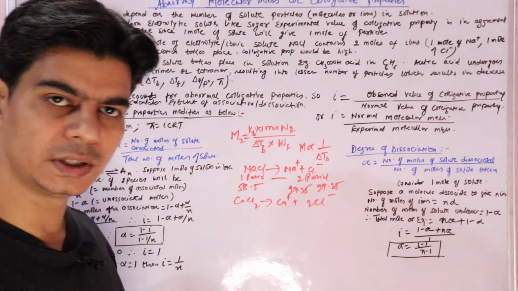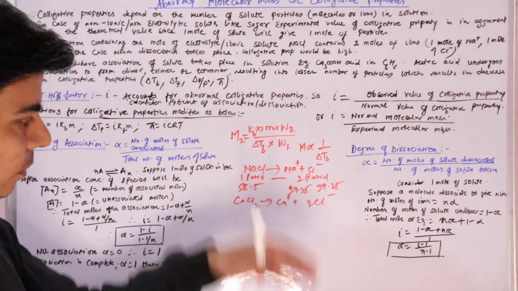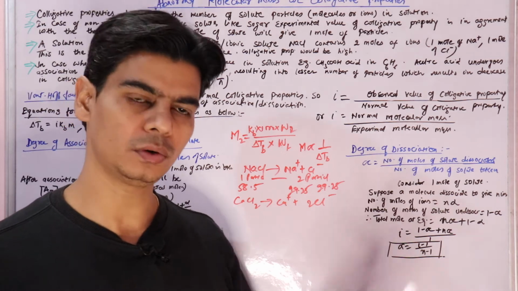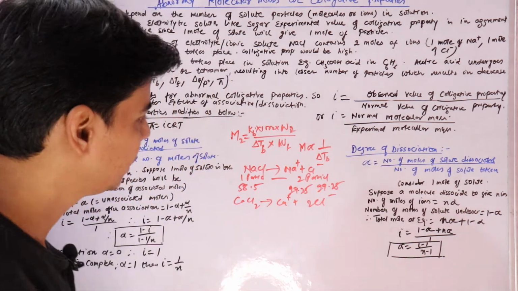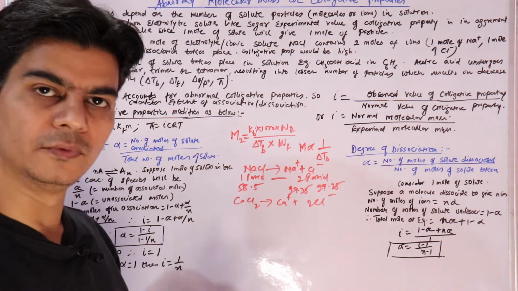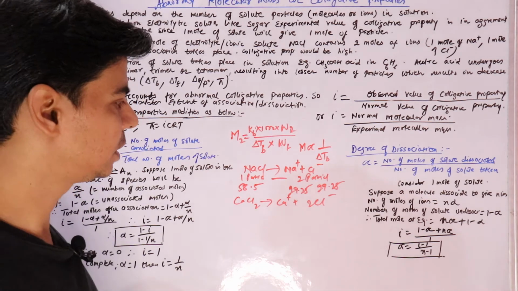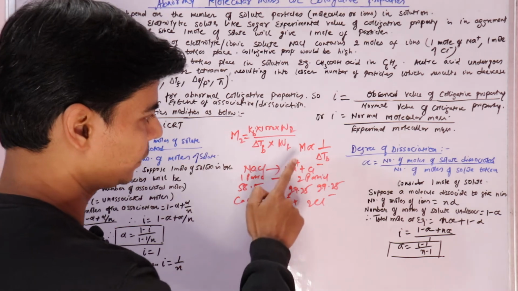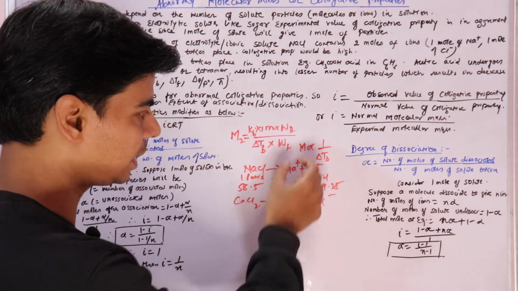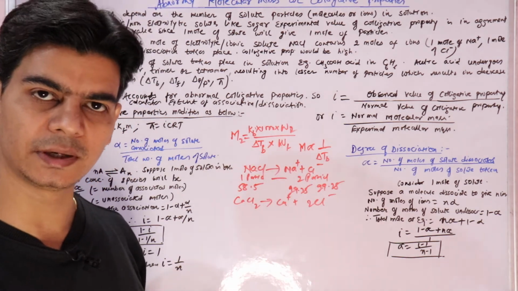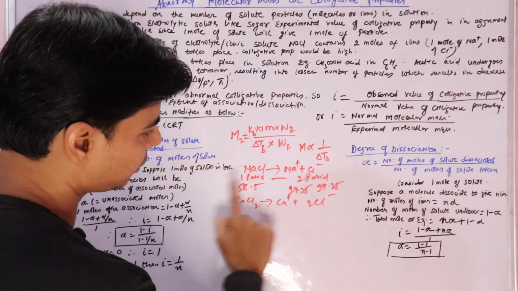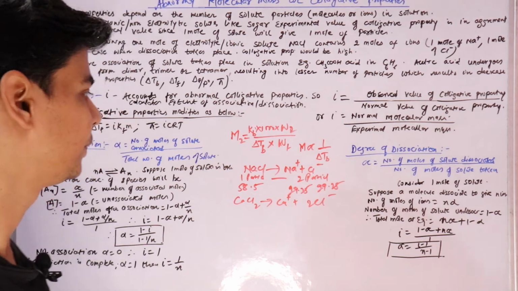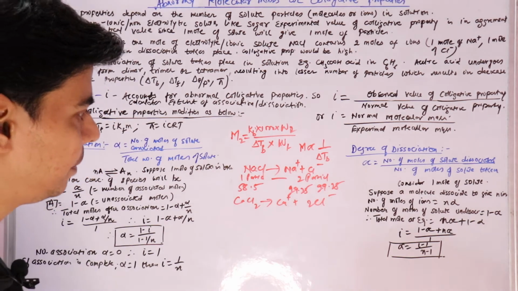So we deduce from this explanation that in case of solutes that undergo dissociation in solution, the colligative property will increase due to increase in the number of particles, but the molecular weight will decrease, right? Because colligative property and molecular weight we know are inversely related, right? And you can see from this observation also that the molecular weight will decrease.